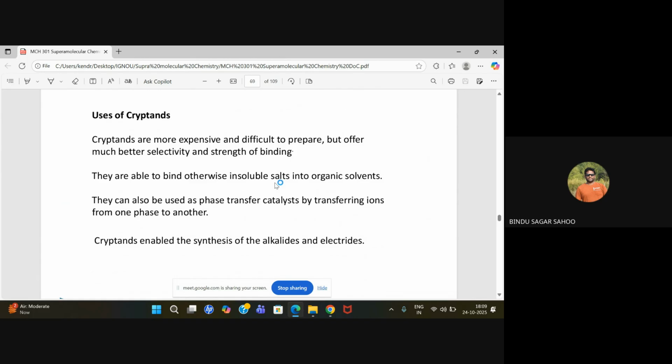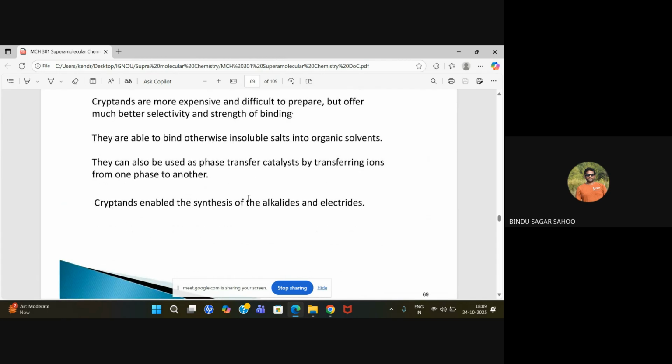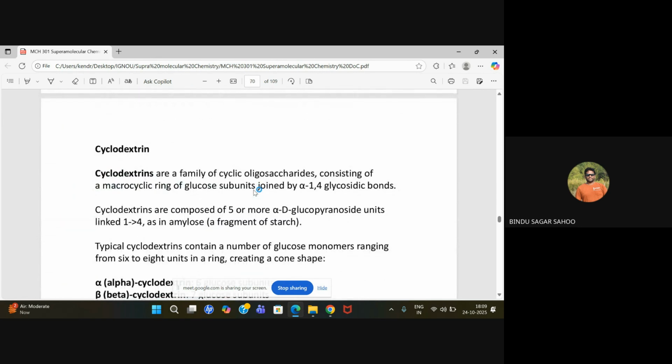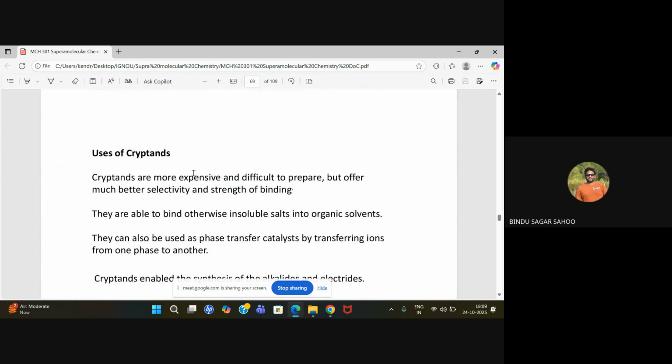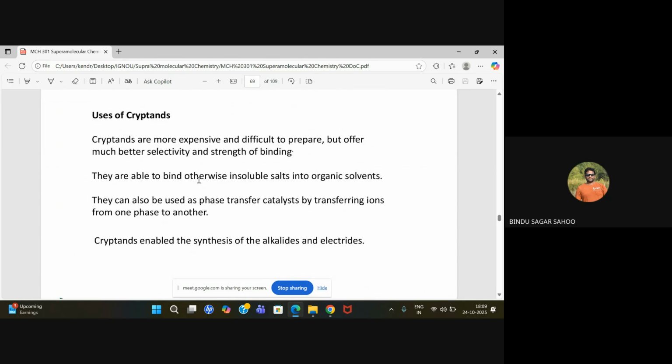In some reactions, it can also be used as a catalyst. Okay, and it can also be used in the synthesis of alkalides or electrides. So you need to remember at least 2 to 3 uses of cryptands. They can ask you to define cryptand compounds and their binding tendencies with some examples and structure, and they may ask a question at the end: write down 2 or 3 uses of cryptands. You can add it.